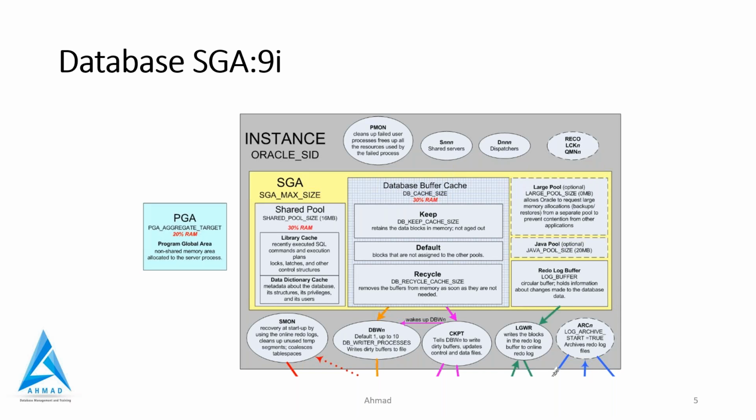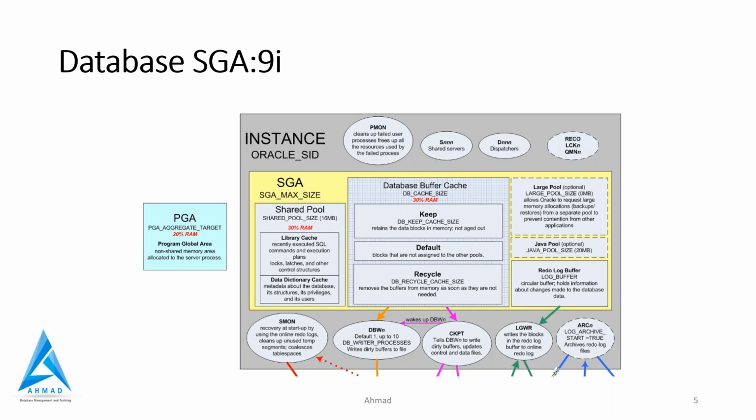Every component has a special parameter to give the size of shared pool, database buffer cache, large pool, Java pool, and redo log buffer. The parameters are shared_pool_size, db_cache_size, large_pool_size, java_pool_size, and log_buffer. And the total SGA size basically depends on a parameter called SGA_MAX_SIZE. So this is the important thing that happened in 9i.